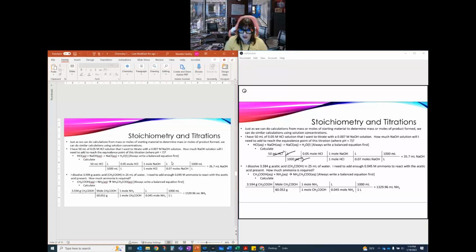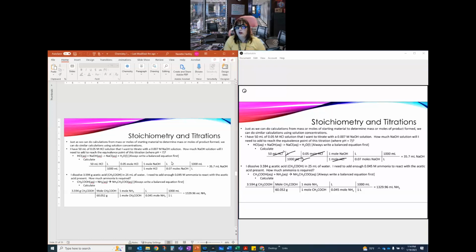Once we're in moles of HCl, by multiplying by that molarity, 0.05 molar HCl, then we can look at the molar ratio between HCl and NaOH from the balanced equation. It's 1-to-1 in our balanced equation. So that gets rid of the moles of HCl and leaves us with moles of NaOH. If we want molarity, then we would need to divide by the volume, but we actually want to know the volume that we need.